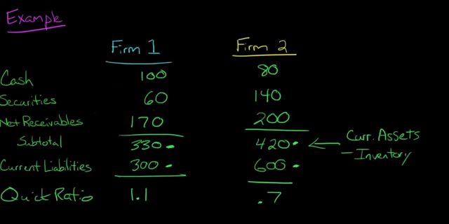So how can we interpret this? Well, the 1.1 for firm 1, that quick ratio is higher than the 0.7 for firm 2. So that implies that firm 1 is more liquid.